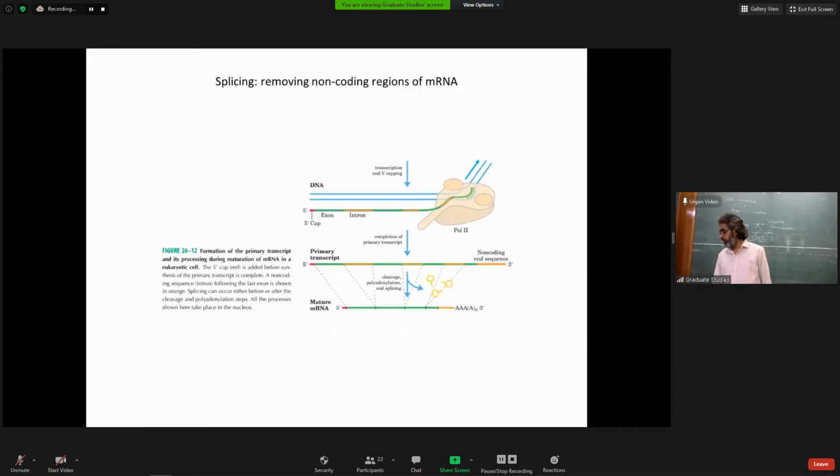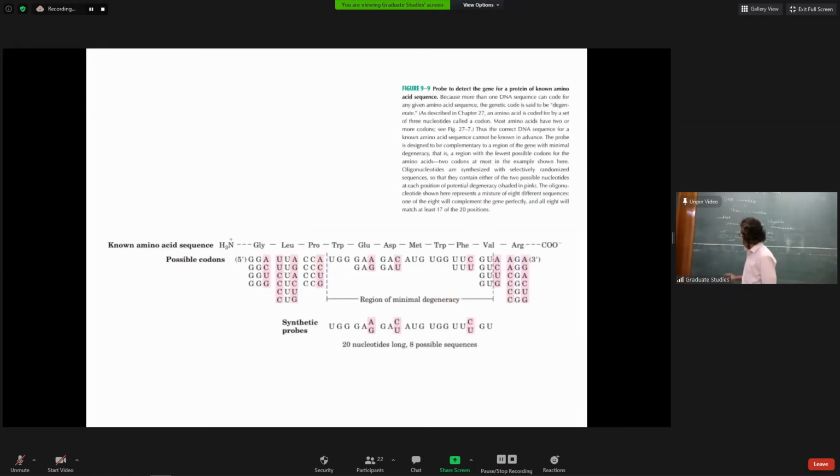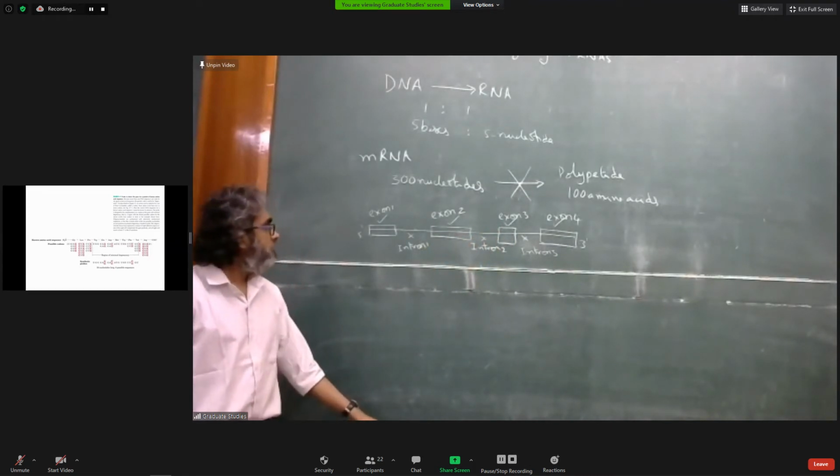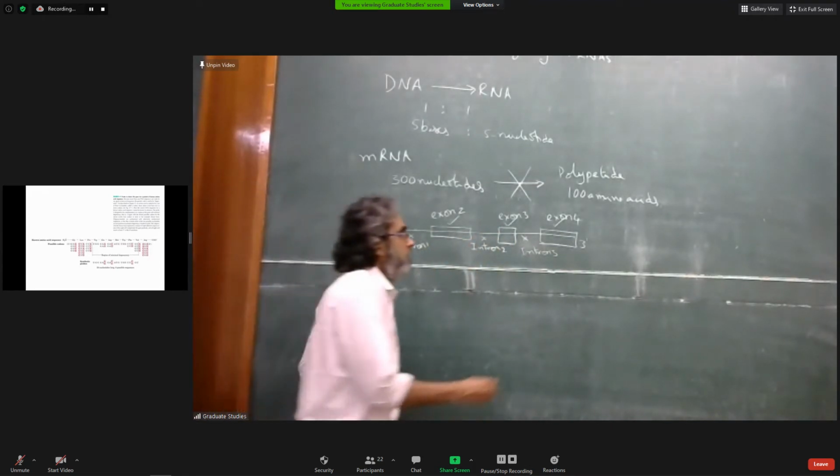That's what I explained. So we know that these pieces which code for protein are exons. Then this is called pre-mRNA.